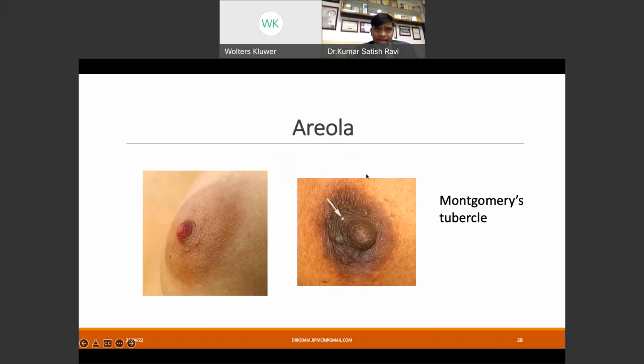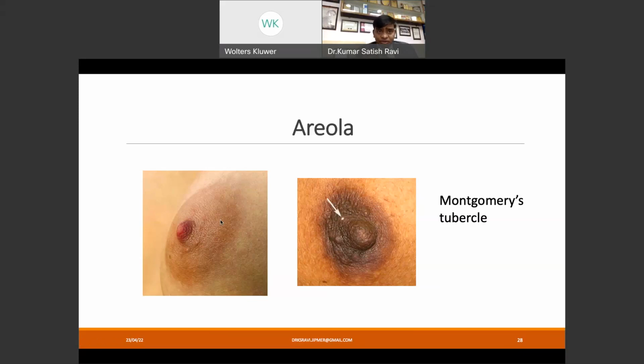Now we'll see the areola over here. You can see just towards the lateral aspect of the nipple, you can appreciate the areola. Now the question arises, what is the areola? It is the pigmented circular area of skin present around the nipple, and it has many sebaceous glands. What is the function of this oily secretion? It helps in the lubrication of the nipple and areola, and it also helps in the prevention of drying or cracking of the nipple.